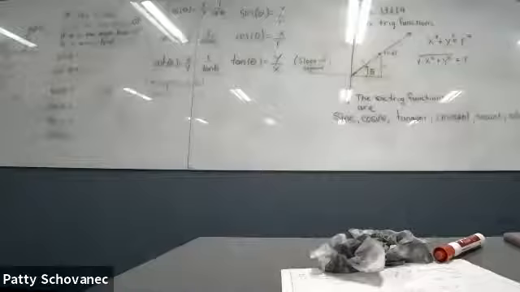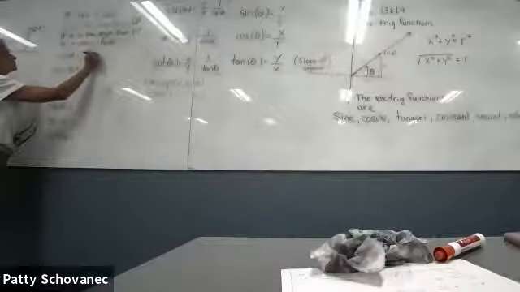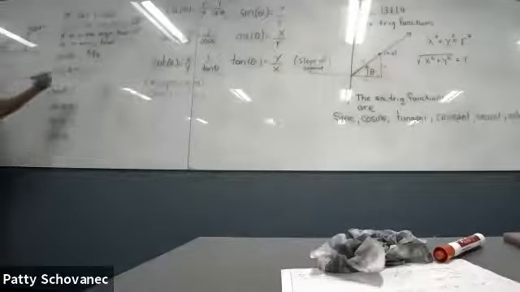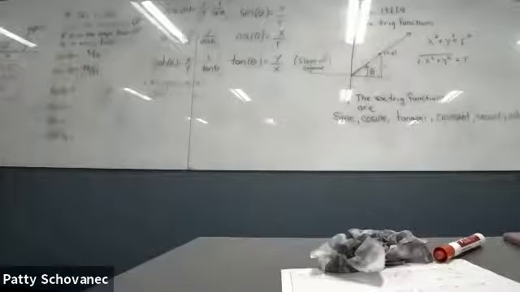Sine is y over r. So in our picture, sine is 5 over 13. Cosine is x over r. Our x is 12, r is 13, so cosine is 12 over 13. Tangent is the slope, or the rise over the run, y divided by x. So that's 5 over 12.